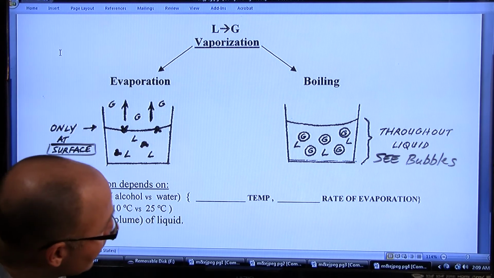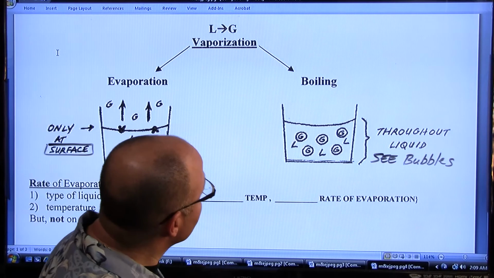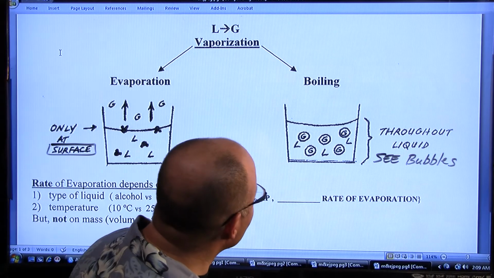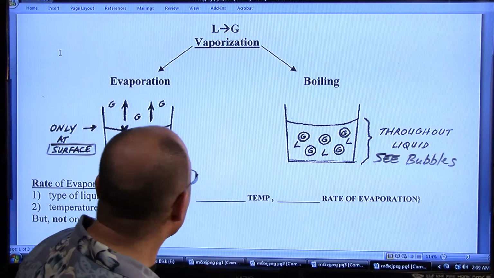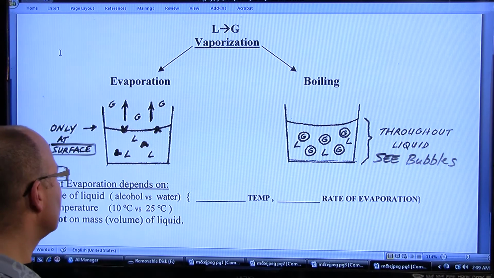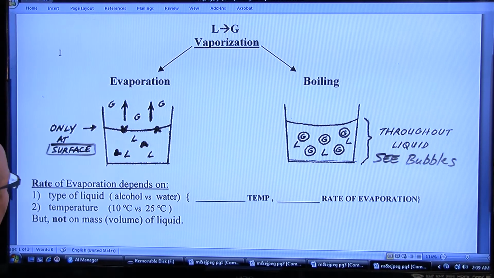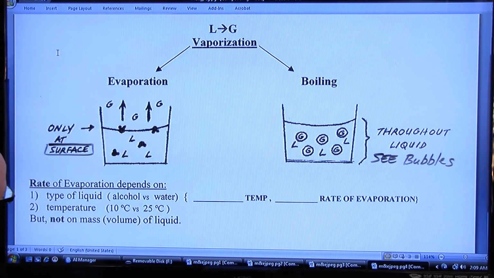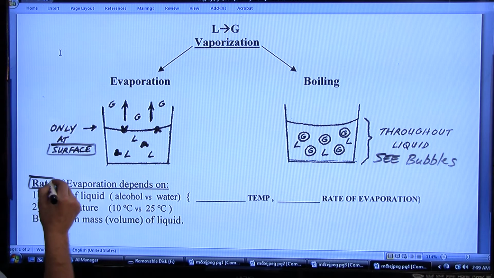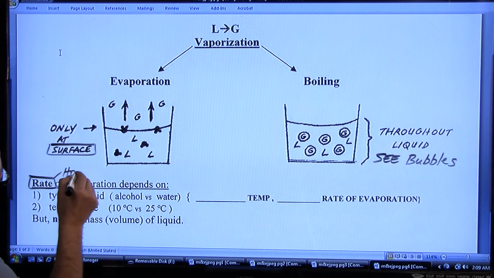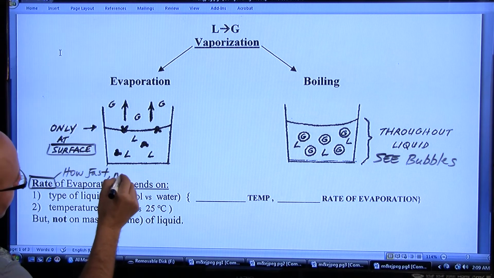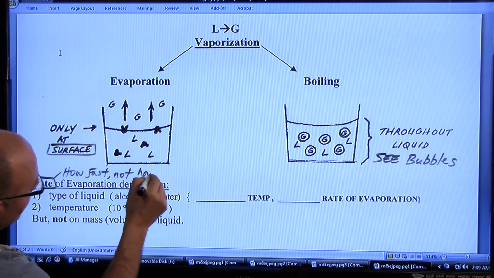Now in the case of boiling, you have the liquid turning to a gas throughout the liquid, and that's why you see bubbles. Alright, so the big difference is in one case you see bubbles, the other case you don't, which is the obvious difference. Now, as far as evaporation is concerned, if you want to change the rate of evaporation, and remember, rate is how fast, not how much evaporates.